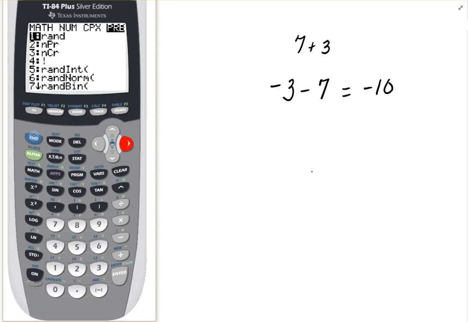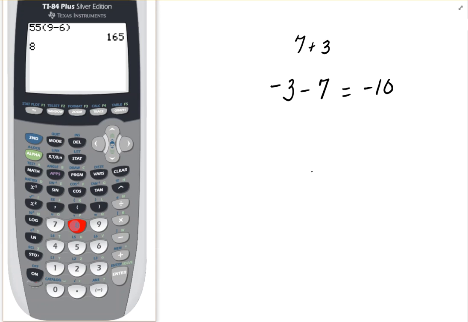So I want to get out of a menu. How do I do it? Second quit. All right, so I'm back to the home screen. Second quit always takes you back to a home screen. If you want to take 8 and square it, here is your x squared key. So there's 8 squared, push enter, and you get 64. If you want to take 8 and raise it to the 5th power, this is your power key. Hit enter and you get a really, really large number.